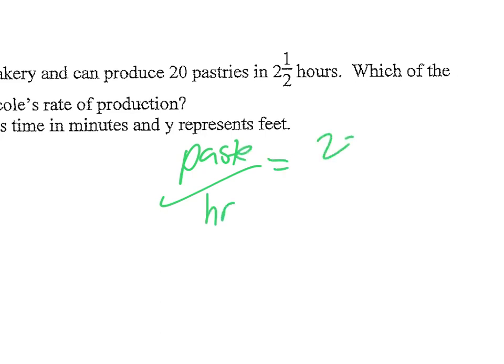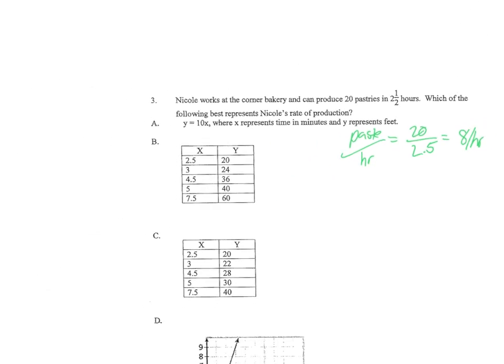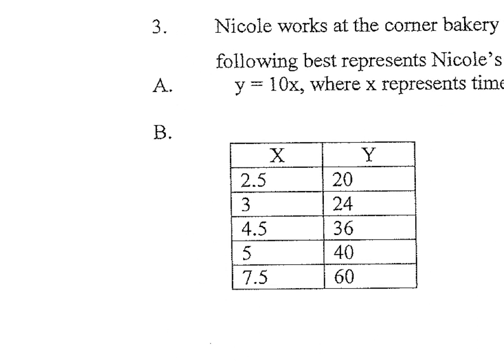So what I'm going to do is take that 20 and divide it by that 2.5. So I'm going to do 20 divided by 2.5. That tells me that she's going to get 8 done every hour. So she's doing 8 per hour. She's making 8 pastries every hour. So I'm going to come over here looking at answer choice A. Well, if I was writing an equation, it'd be y equals 8x, not 10x. So A is out.